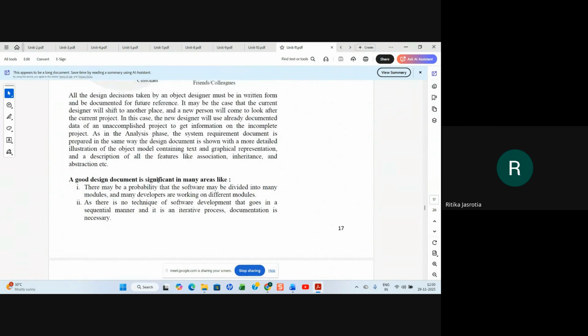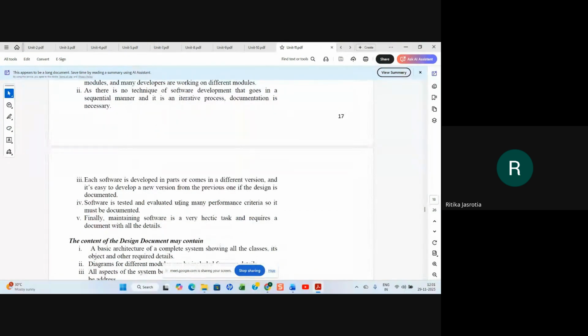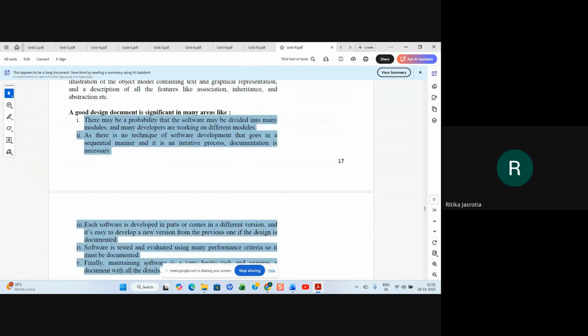A good design document is significant in many areas. There may be a probability that the software may be divided into many modules and many developers are working on different modules. As there is no technique of software development that goes in a sequential manner, it is an iterative process. Documentation is necessary. Each software is developed in parts or comes in a different version, and it's easy to develop a new version from the previous one if the design is documented. Software is tested and evaluated using many performance criteria, so it must be documented. Finally, maintaining software is a very hectic task and requires a document with all the details, right? So this is why you need a good design document.